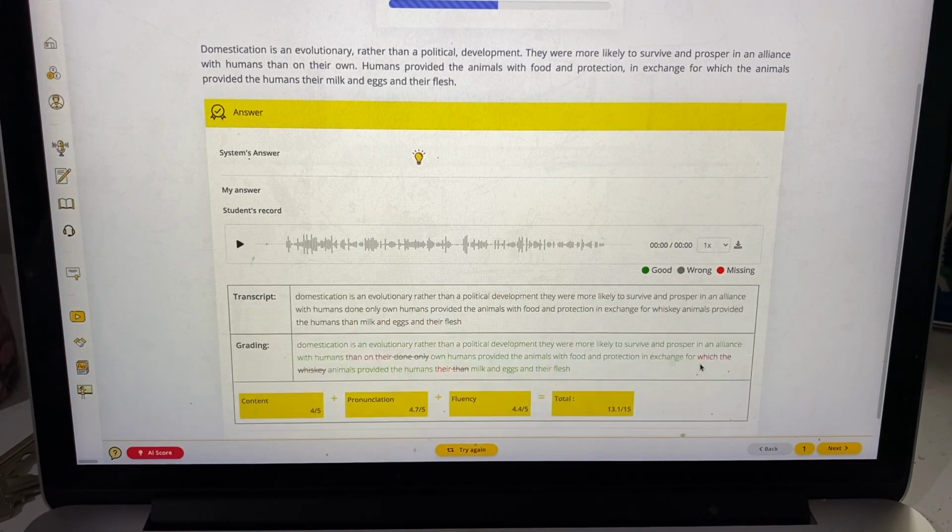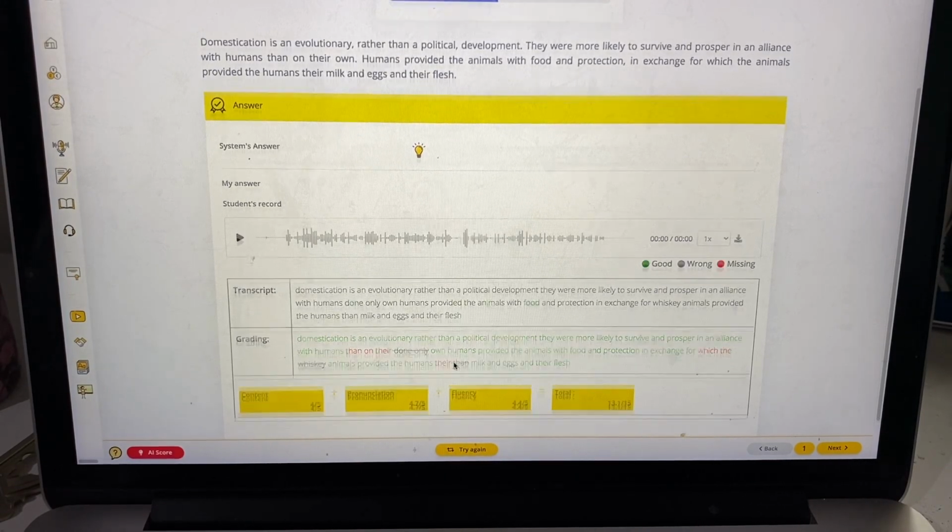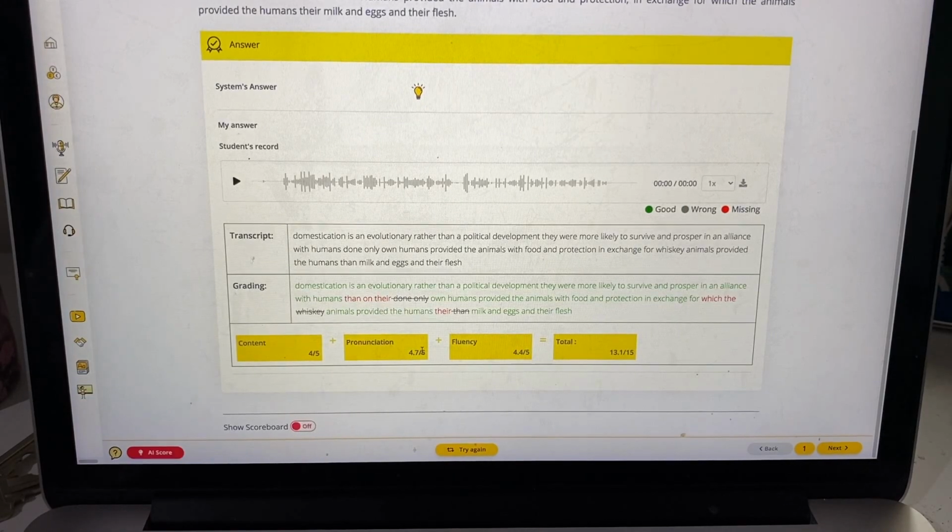So that's how I do it. Let's see what I got. I got the content 4/5, so it means I missed some of the words. I got pronunciation 4.7/5, which is pretty good. Fluency 4.4/5, which is pretty good.